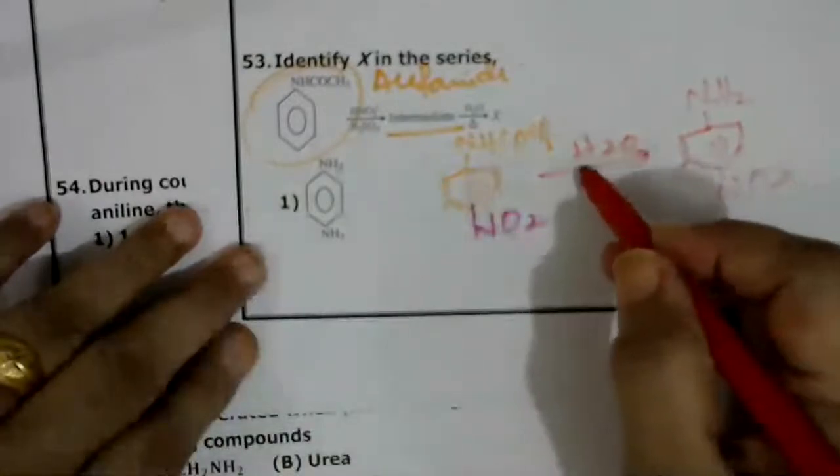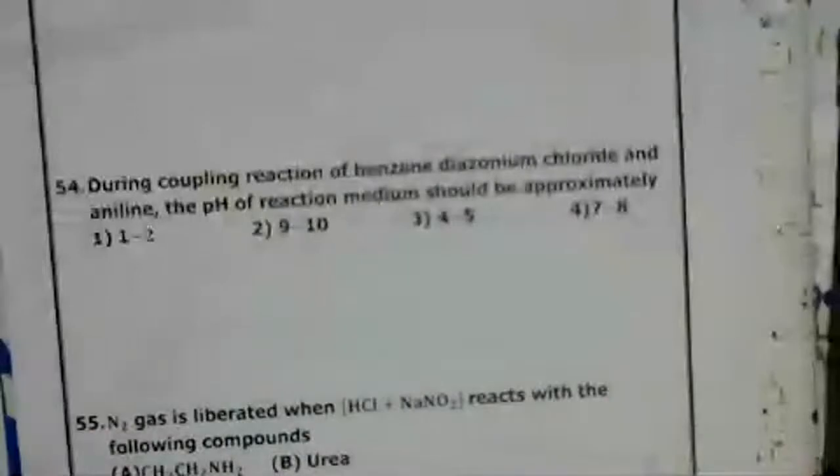Para-nitroaniline. Okay, not para-hydroxy. No. When treated with water, NHCOCH3 is converted into NH2 along with acetic acid. It is like acetylated compounds being treated with water. Therefore, answer is what? Para-nitroaniline is the second option. Question number 53, second option.